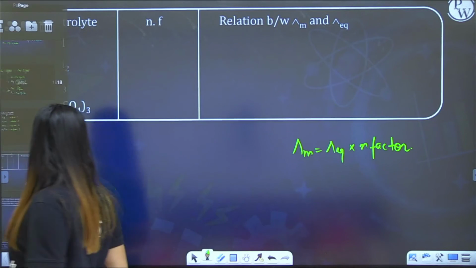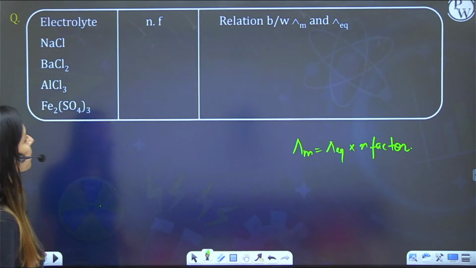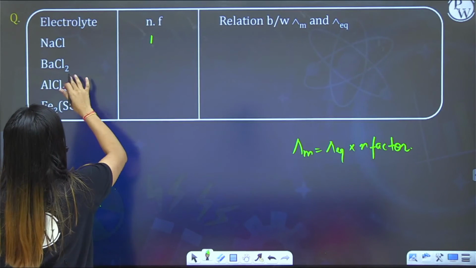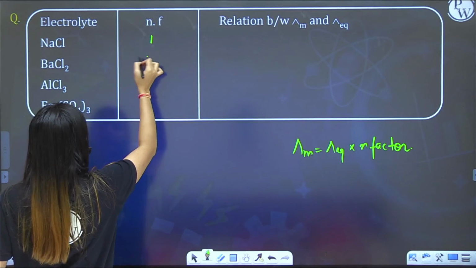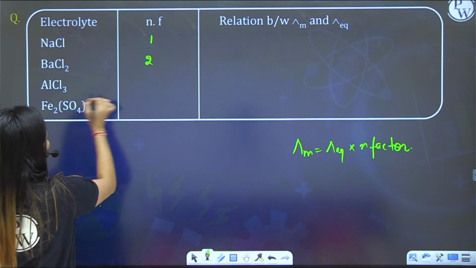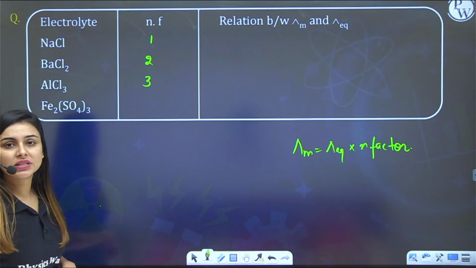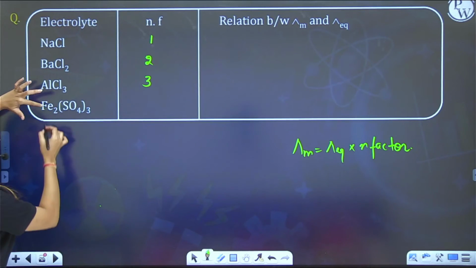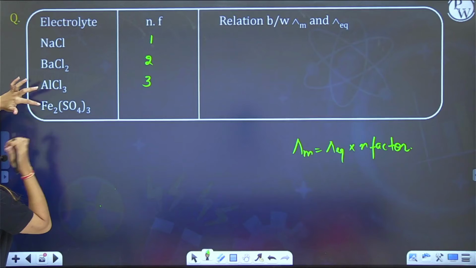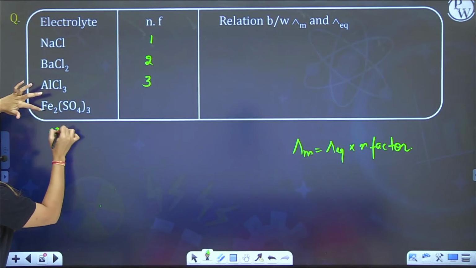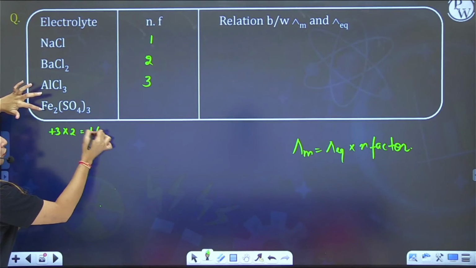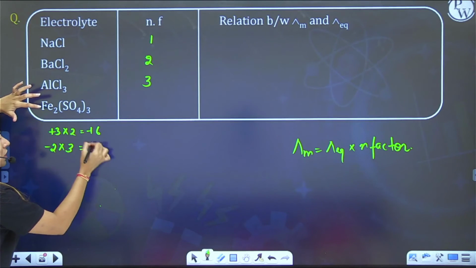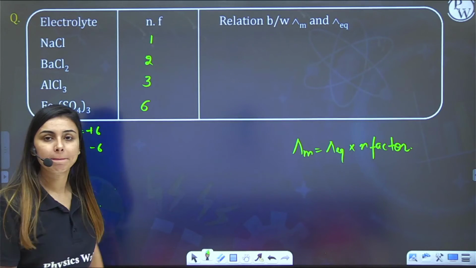Okay, try this question. Okay, let's see. Ma'am, Na plus and Cl minus, so the n factor is 1. For BaCl2, I know the total charge is +2 and -2, so n factor is 2. For AlCl3, the total charge is 3. N factor is 3. Fe2(SO4)3 is a little complicated one. You have, my dear students, Fe plus 3 and you have 2, so it will be +6 charge. If you talk about SO4, you have -2 charge on 1. You have 3 of those, so -6 charge. So total n factor here would be 6.